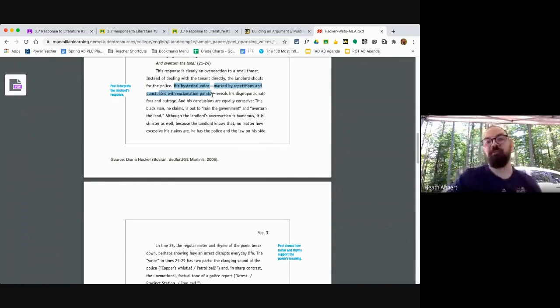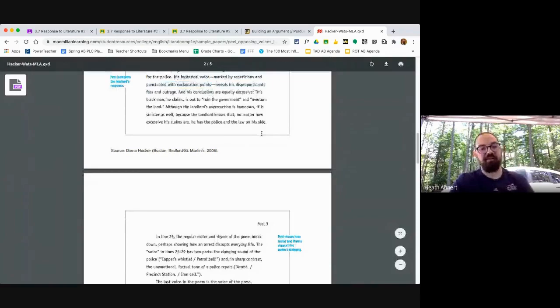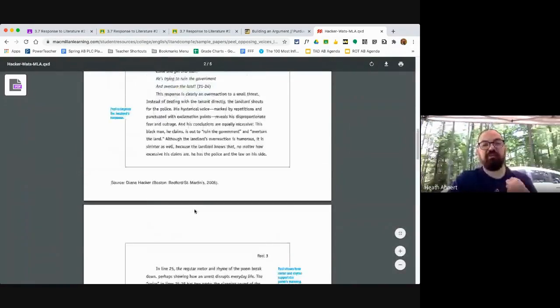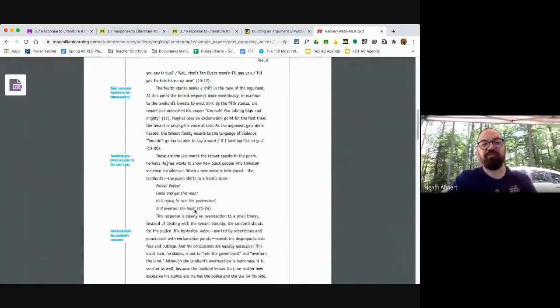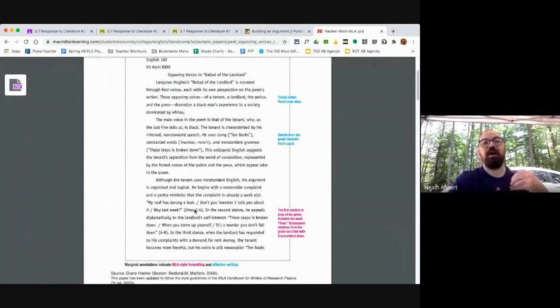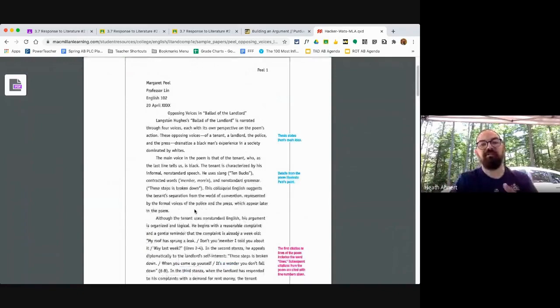My critique is going to remain the same. There's no connective here that would say, in this way, we can see how consistent the use of different voices is highlighting all of this tenant's experiences in this society that is dominated by whites. Like, this student has great evidence, great integration of that evidence, but is not linking the argument together enough times for me in a way that I feel like I can follow it.